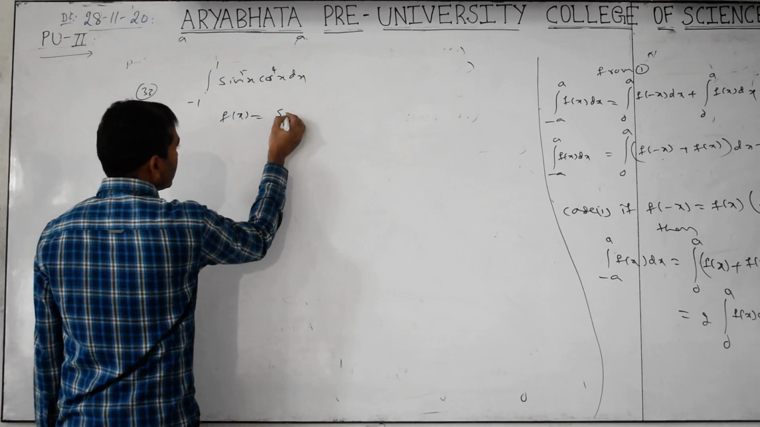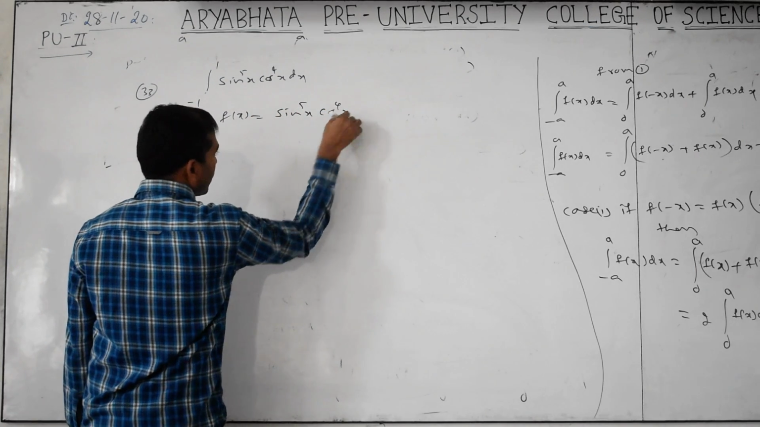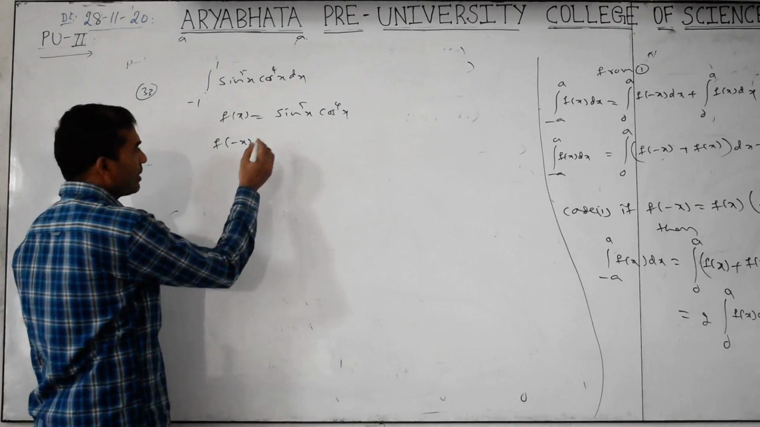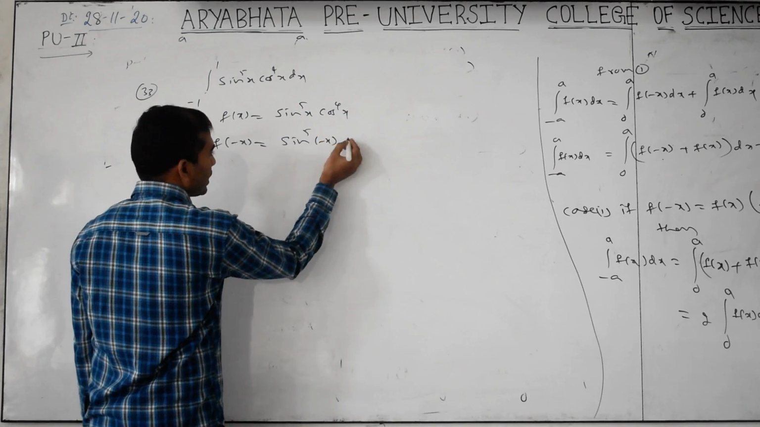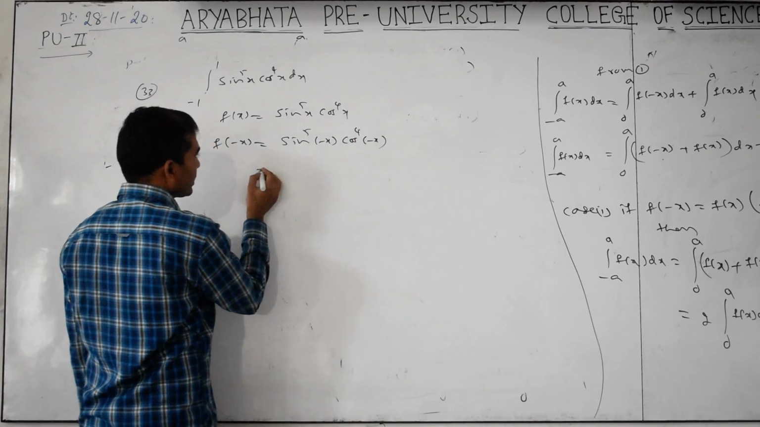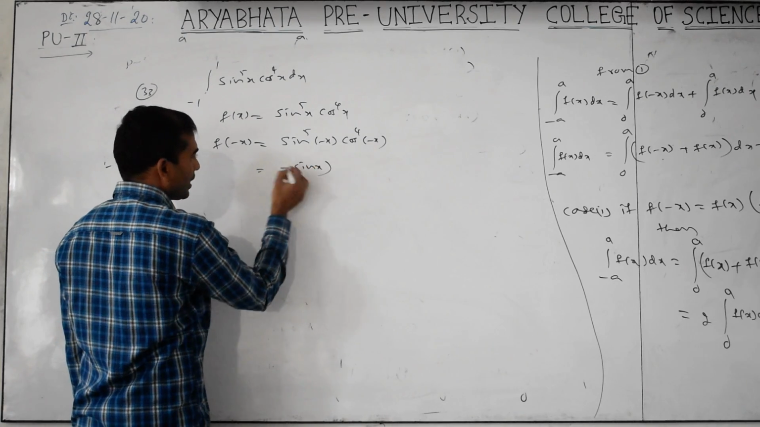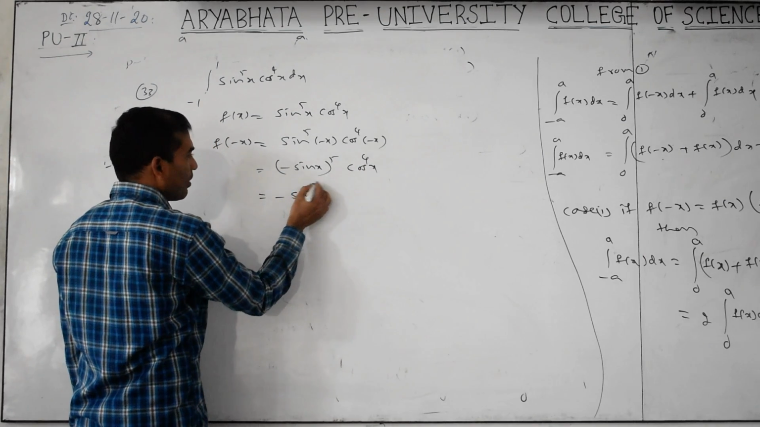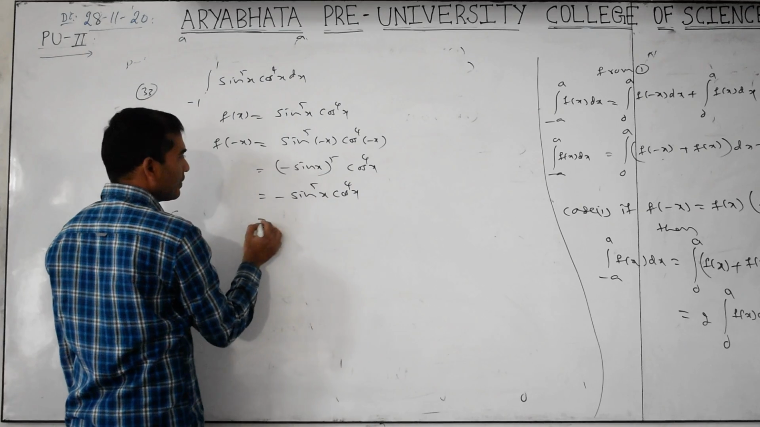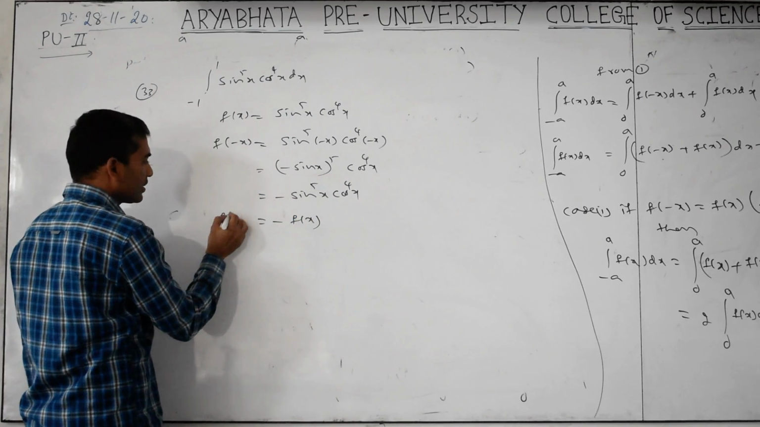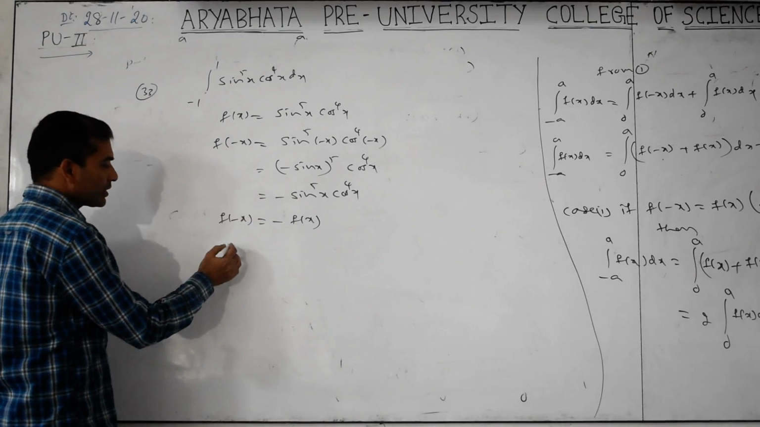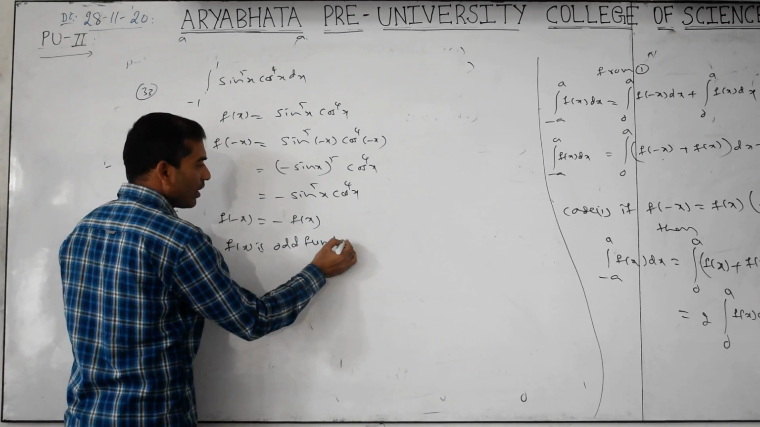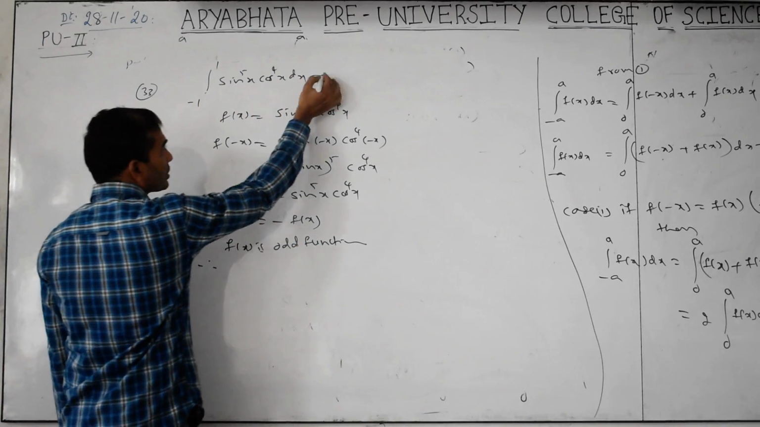f of x is equal to sin power 5x cos power 4x. Verify. Put x equal to minus x. Tell me, sin power 5 of minus x, cos power 4 of minus x. Sin minus x is minus sin x, whole power 5. Cos minus x is cos x. So it is minus sin power 5x cos power 4x, which is equal to minus f of x. So f of minus x equals minus f of x, then f of x is odd. f of x is an odd function. Therefore, what is the answer of this integration?